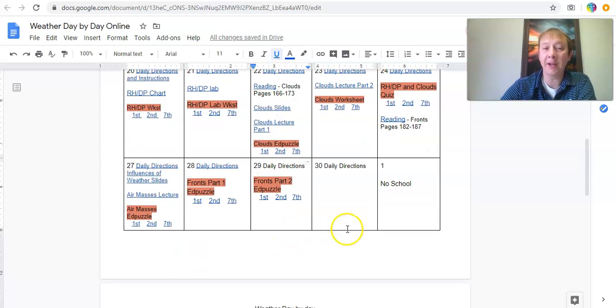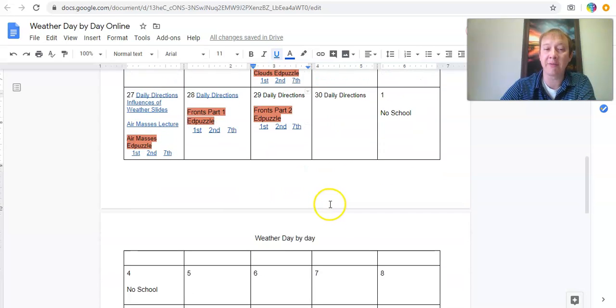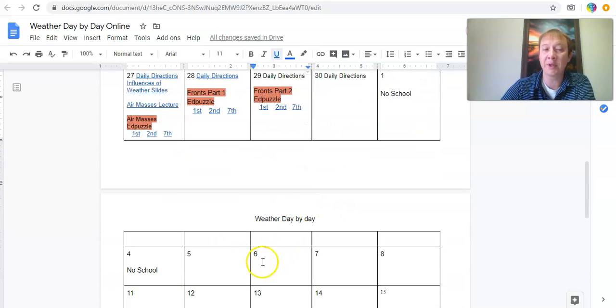I'll probably be looking at having a quiz on the air masses and fronts, probably next Tuesday or Wednesday. And then we'll be continuing on with the last part of the weather unit after that.